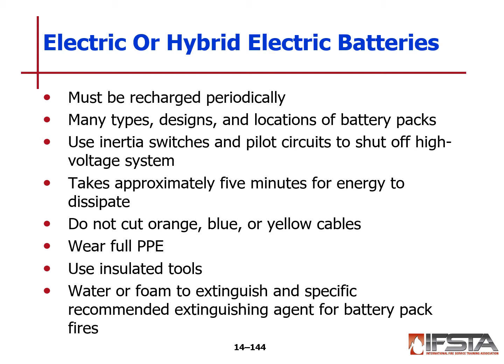Inertia switches and pilot circuits are used to shut off the high voltage systems. So if they were to roll over, they'll automatically shut off. If they're on their sides or tops, they'll shut off. It takes approximately 5 minutes for the energy to totally dissipate.